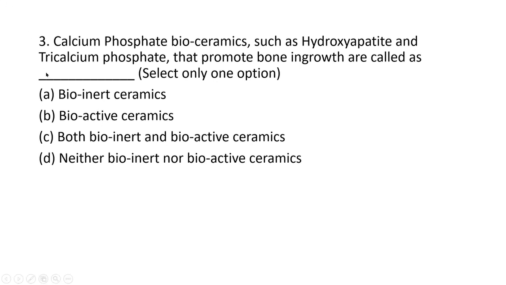The third question is: calcium phosphate bioceramics such as hydroxyapatite and tricalcium phosphate that promote bone ingrowth are called as dash. The answer for this question is bioactive ceramic. You would have seen the classification of biomaterials as polymers, ceramics, carbons, and so on. Ceramic is one type of biomaterial that is usually used for bone tissue engineering applications. Calcium phosphate bioceramics such as hydroxyapatite or tricalcium phosphates are bioactive ceramics that are used to promote bone ingrowth.